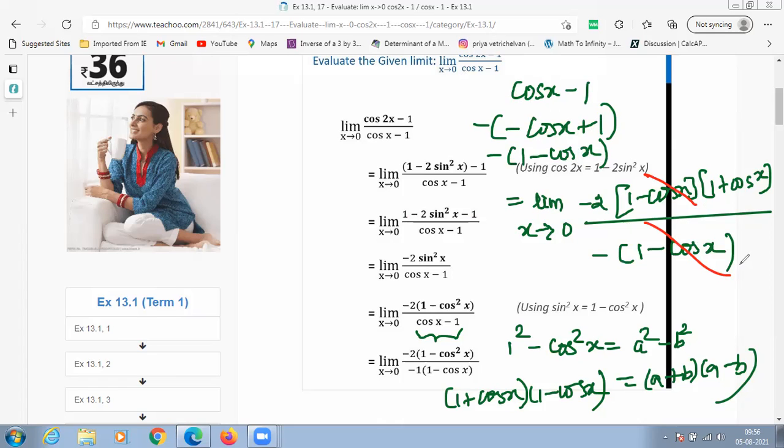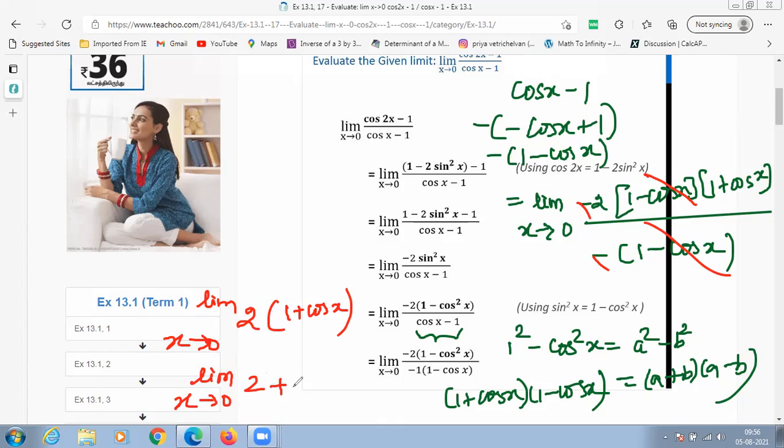Getting it? Yes, ma'am. So this minus and this minus also can be cancelled out, and you will be having limit x approaches 0, and 2 times of 1 plus cos x, right? So now you take the 2 inside. It will become 2 plus 2 cos x. So that will be 2 plus 2 cos 0. Finally, we are substituting the value of x as 0. So this will be 2 plus 2, and what is cos 0? Cos 0 is 1, right? So 2 plus 2, which is 4. So it is a positive integer. You can stop here. So 4 is the solution.